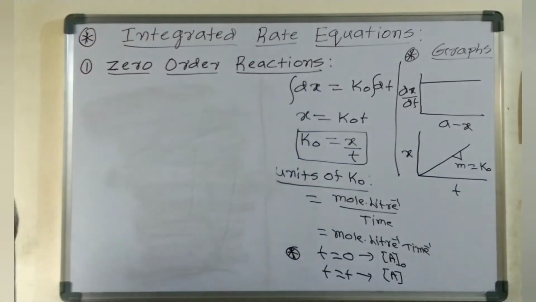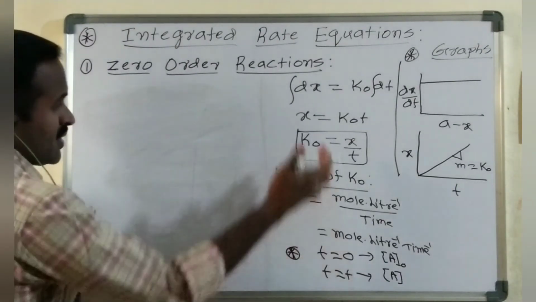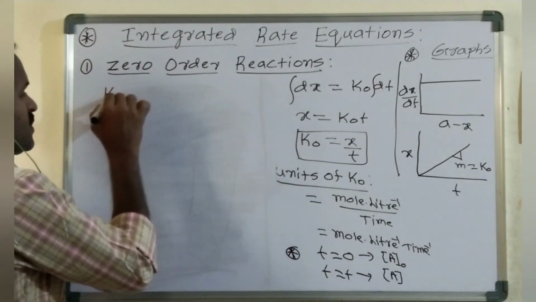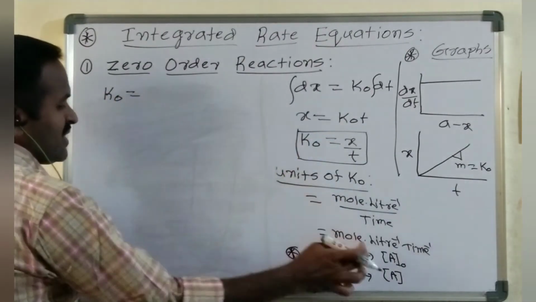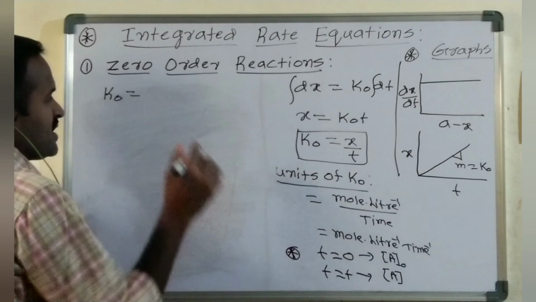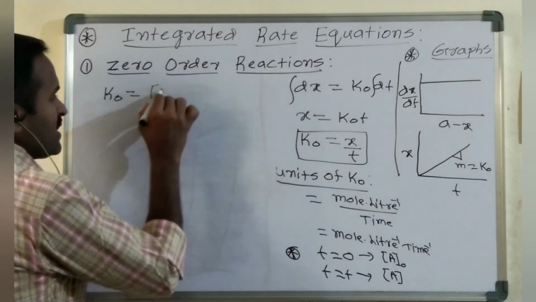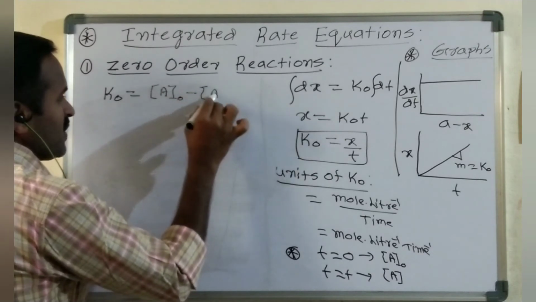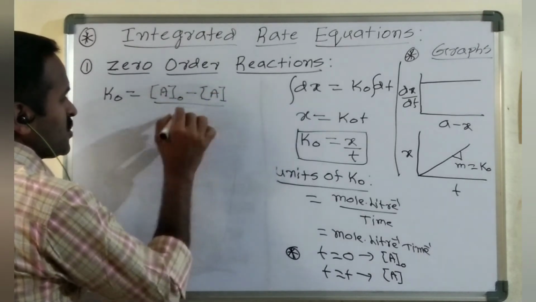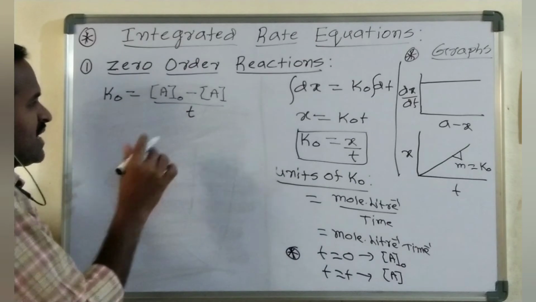Okay, so if I write this one as k naught is equal to x by t, instead of x I can write the difference between the initial concentration and the concentration of A at time t, that is, A naught minus A, divided by t.